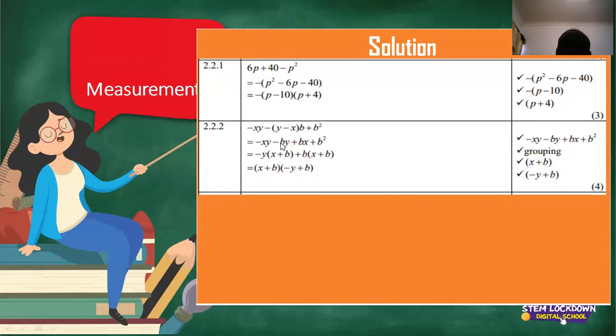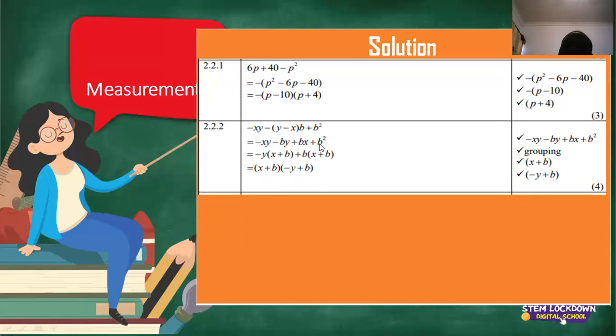So, and then if we check it now, what will be common here? Y. The common term here will be y. So negative y, and precisely, we have negative y bracket x plus b. Then for this other side, if you group these two together, the common term will be b.